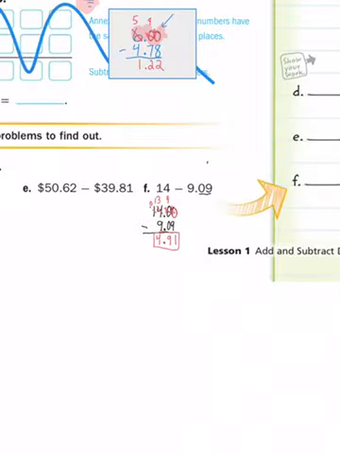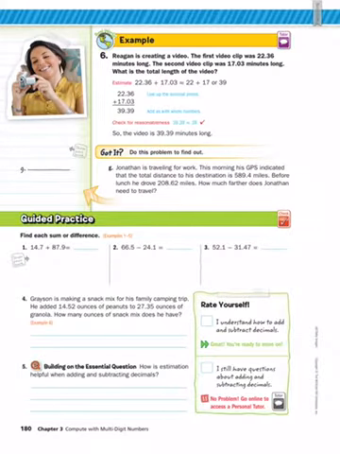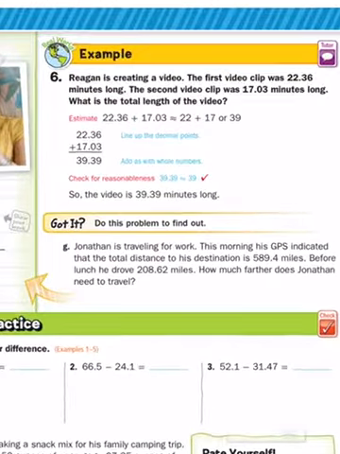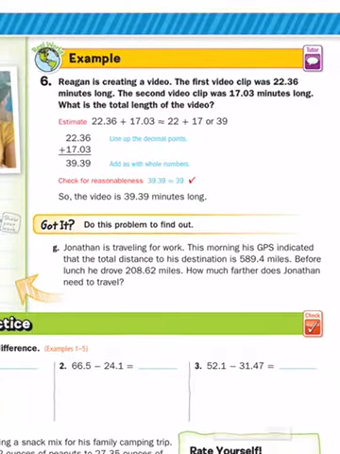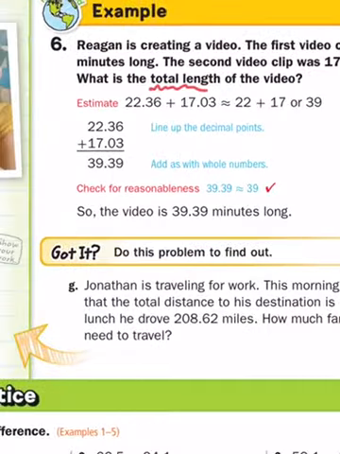We'll just show one, I think, at a real-world example on the next page, and we'll show you here. So this is saying Reagan is creating a video. The first clip was 22 and 36/100ths minutes long. The second clip was 17 and 3/100ths minutes long. What is the total length of the video? So we hope you know total means all of it. So we'd have to add those two amounts together. And as you could see, they just did that here. I'm not going to go through the addition. And got 39.39 minutes long.